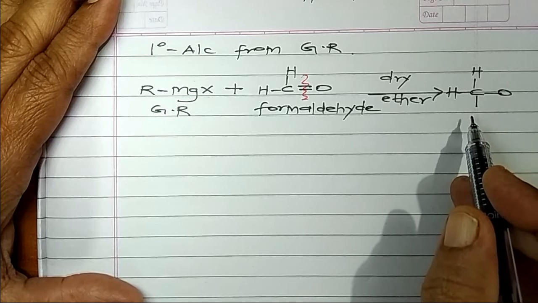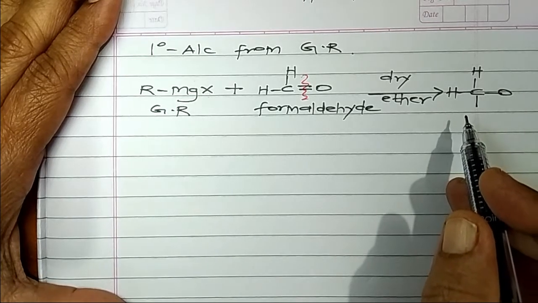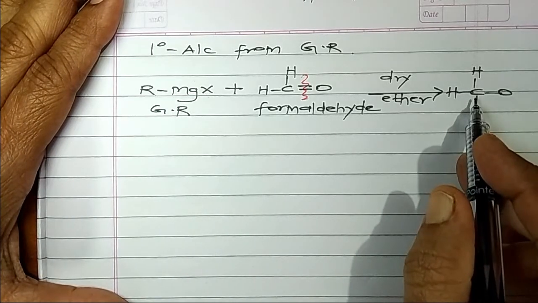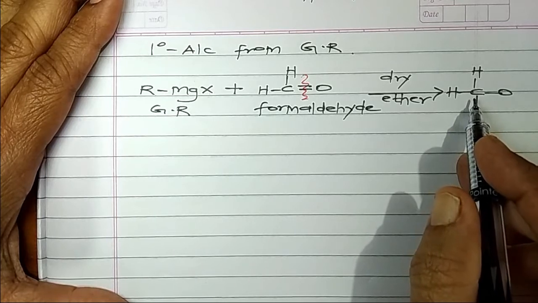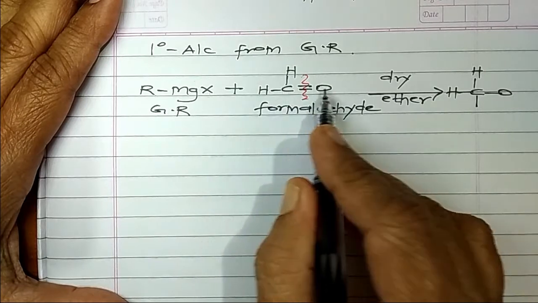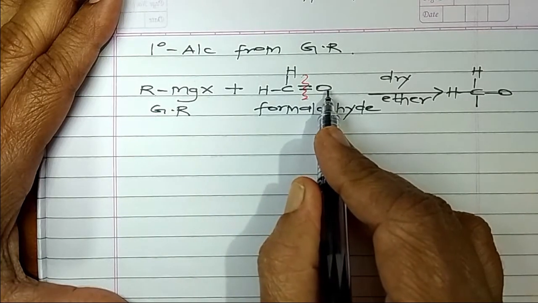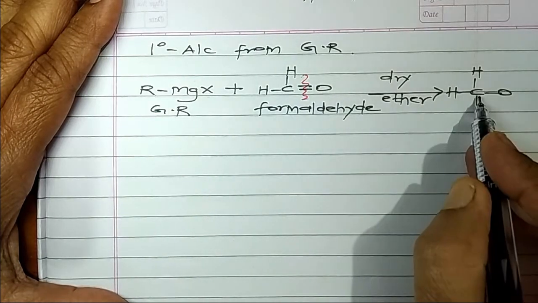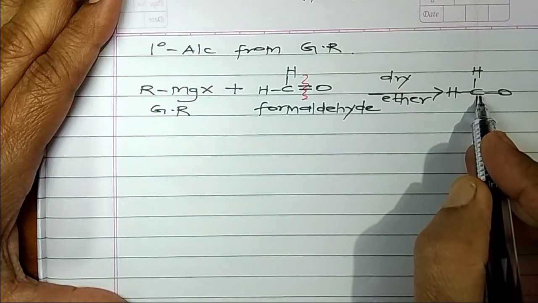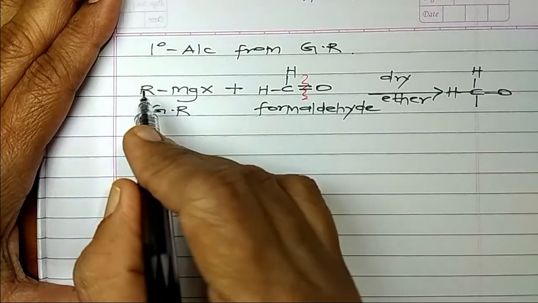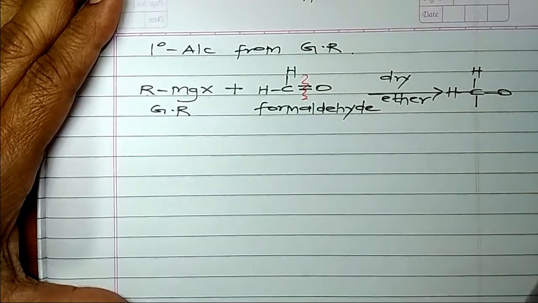What do you mean by carbonyl carbon? Carbonyl carbon means this carbon. This carbon atom was involved in the formation of the carbonyl group, C double bond O group. So we call it the carbonyl carbon. Always remember that this R will get attached here.